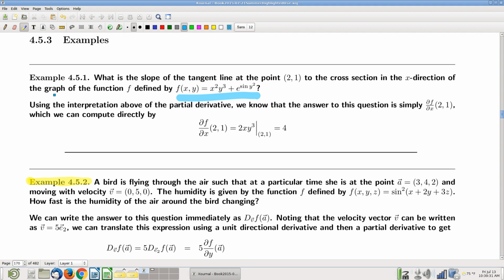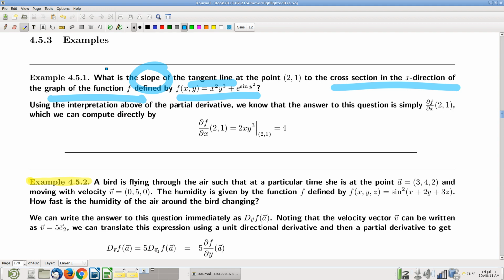Here's this function. I'm going to look at the graph of this function. Then I want to take a cross-section of that graph. Then I want to take a tangent line to that cross-section of that graph. And we want to know what is the slope of the tangent line to the cross-section of the graph of this function. A lot of lingo. Okay, but just keep in mind, all that lingo is just saying I want to compute the thing that I just got through arguing partial derivatives compute.